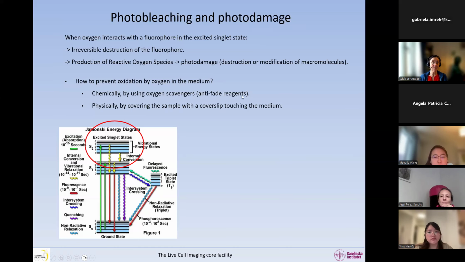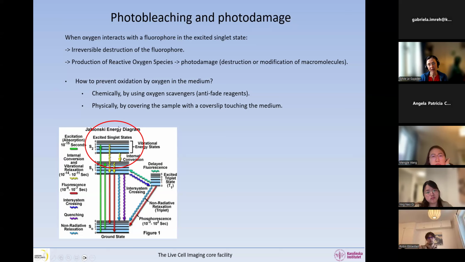So this is why mounting medium are very good, because they preserve your sample chemically. But we can also physically help by putting a cover slip on the sample, and if the cover slip touches the medium. So even if we have a live sample, if we want to prevent bleaching and photo damage, we can actually seal the medium with a cover slip, and that helps in preventing this photo damage. But clearly, in the long term, it doesn't work. But for a short term, it works. This is something that people use in STORM, for example, if they image live.